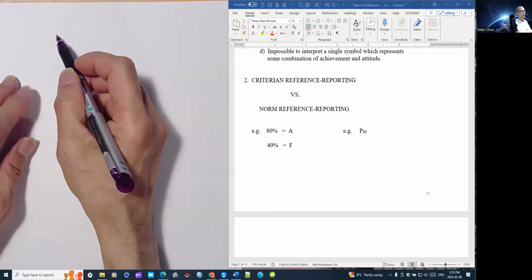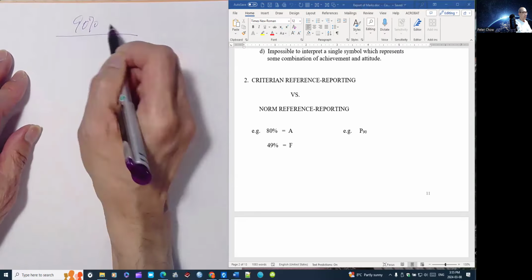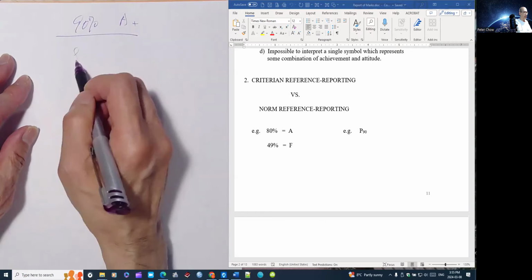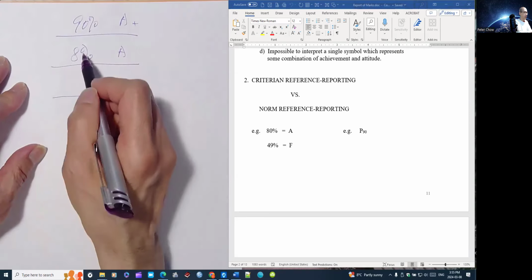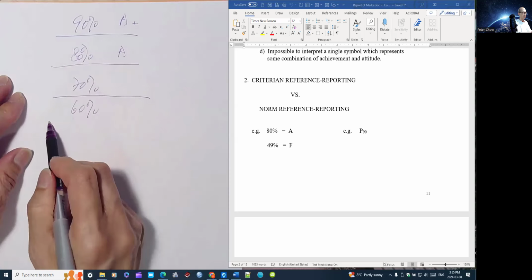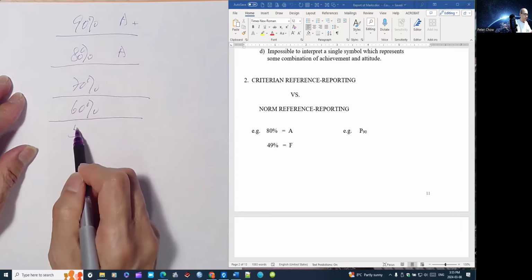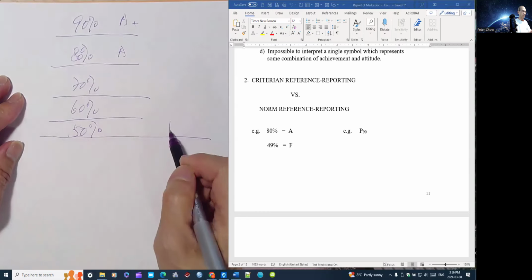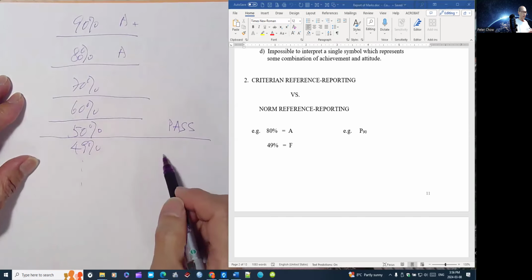Anyways, let's take a look here. Okay, we have 90% and above is A, sometimes A plus. Okay. 80% and above here we have A, or 80. Then we have 70%, 60. Now, here, 50%. This is pass, then 49%, and so on. Fail.